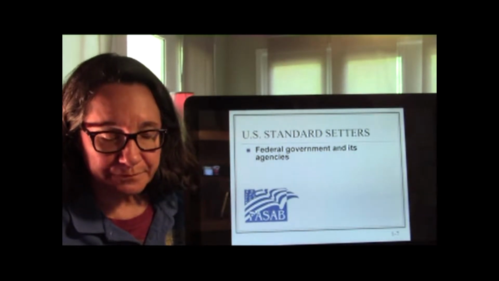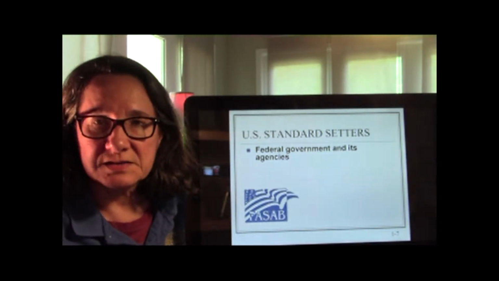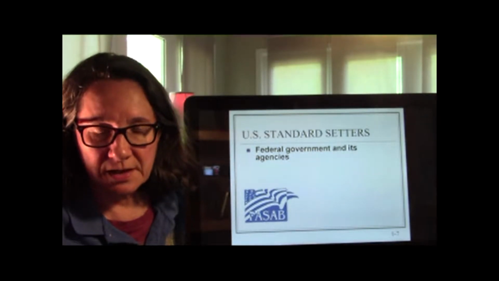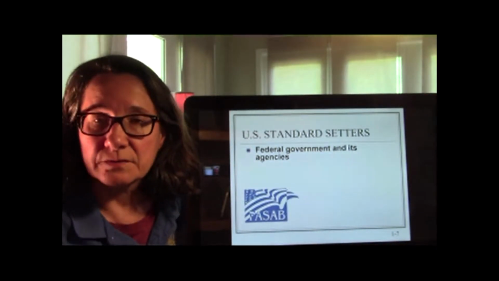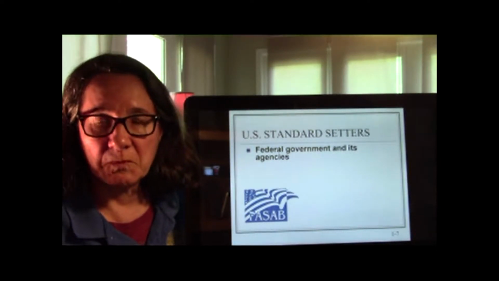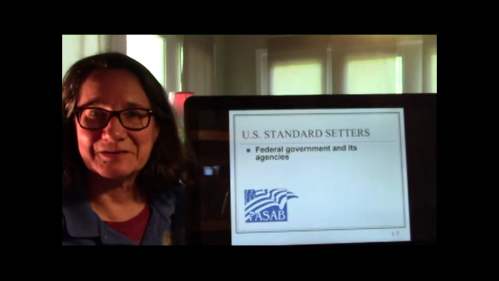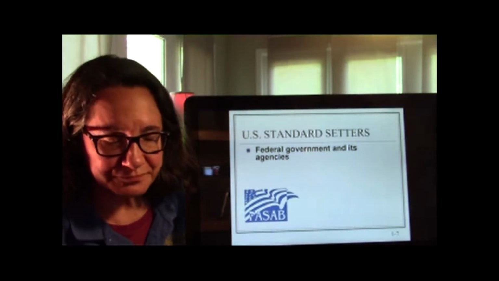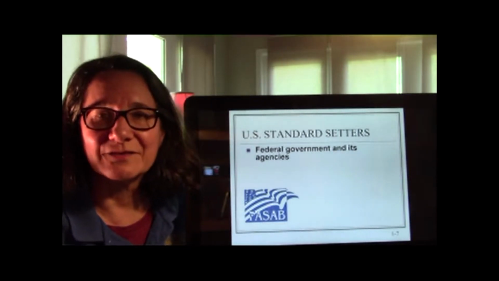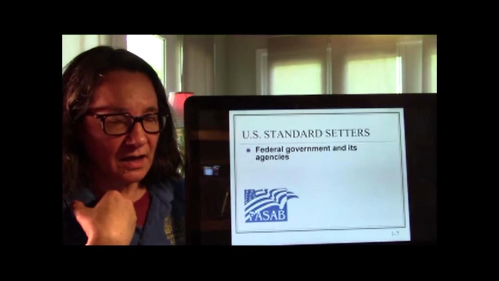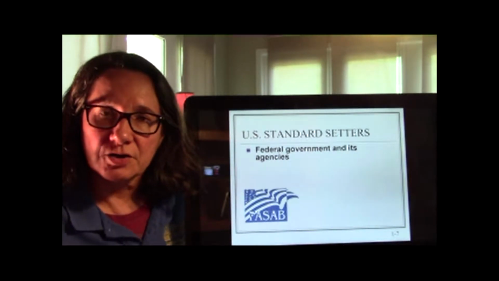So there's rules, right? When you were learning intermediate, you learned the Financial Accounting Standards Board creates these accounting rules, and that's what we follow. That's how we know when to recognize revenue, how to accrue expenses, right? So they tell us the rules. Well, there's standard setters for governmental and not-for-profit accounting too, and it depends a little bit on who you are, right?